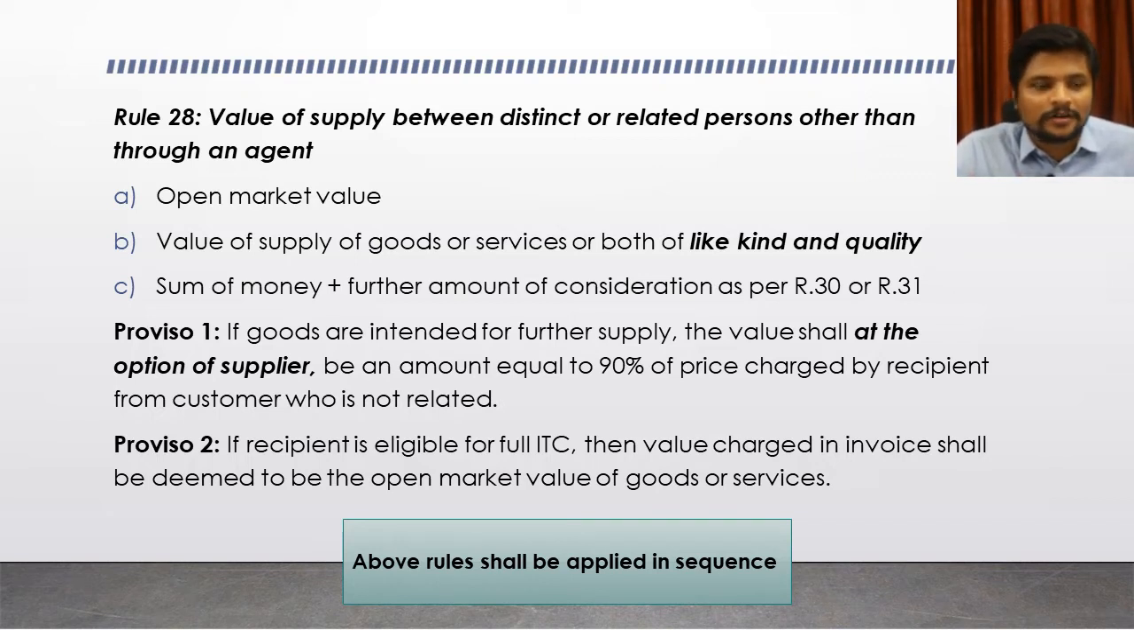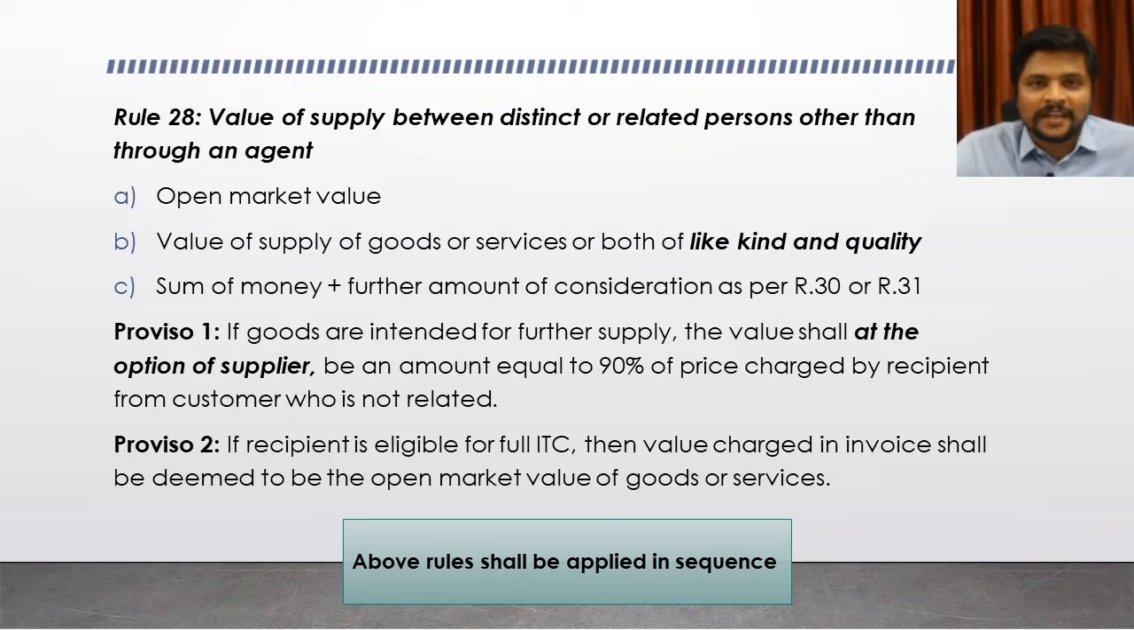So it means rule 27 has 4 clauses, rule 28 has 3 clauses. Only clause B under rule 27 is missing under rule 28. Otherwise all the 3 clauses other than clause B are available under rule 28. They are similar or the same under rule 28. There are certain provisos. There are 2 provisos under this rule.